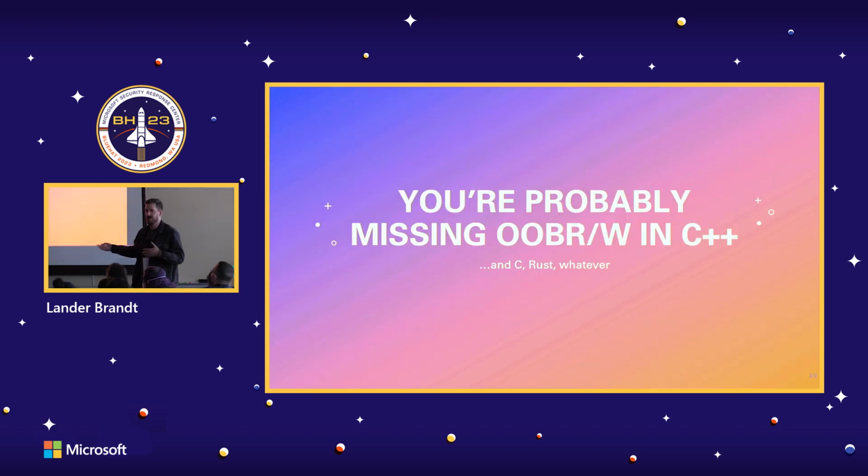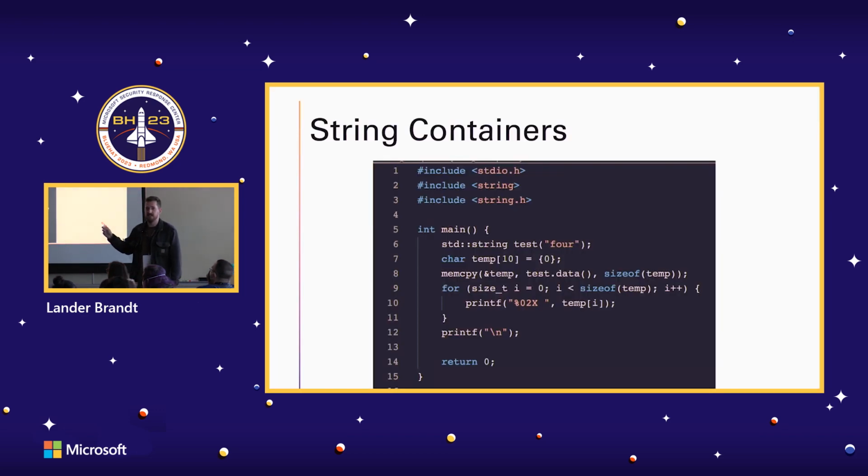This brings me to the main part of the talk: you are probably missing out-of-bounds reads and writes in C, C++, Rust, whatever you're actually using ASAN with, if you are using certain programming patterns. The first one I'm going to address is string containers. This is an example I came up with where we allocate a standard string object with a test string of 4, which is 4 characters. I then allocate a temp buffer, which is zeroed out, that has 10 bytes, and then I memcopy 10 bytes from the test string into the temp buffer and print out its contents.